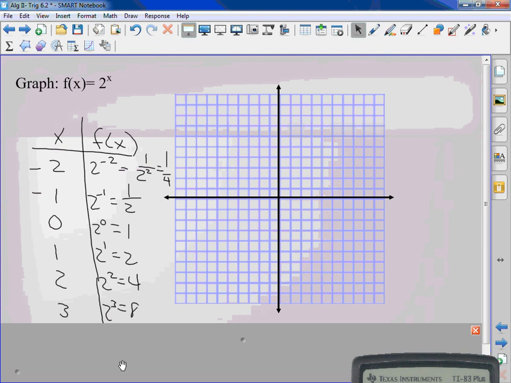When I graph this, for -2, how much do I go up? 1/4, so it's just above the 0. At -1, it's in between 0 and 1. At 0, it's 1. At 1, it's 2. At 2, it's 4. And then 3 is 8. What's happening?